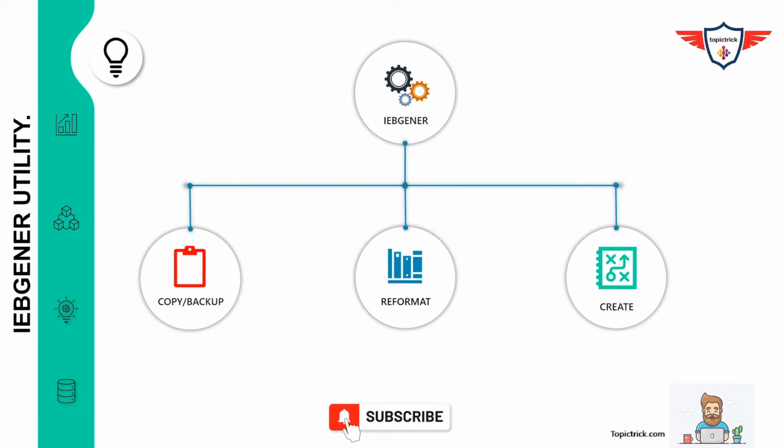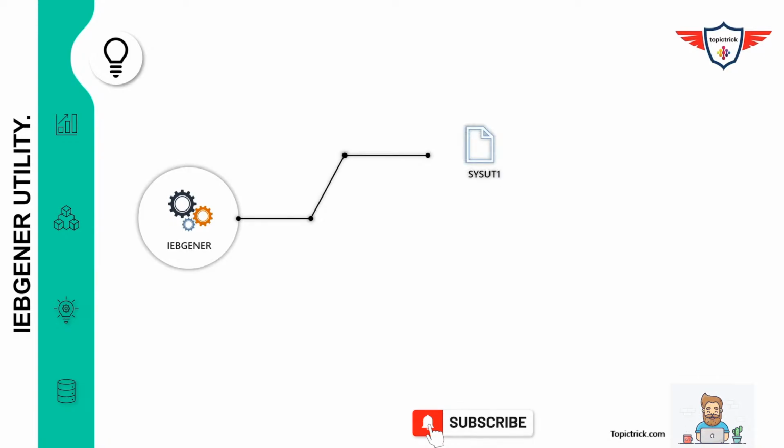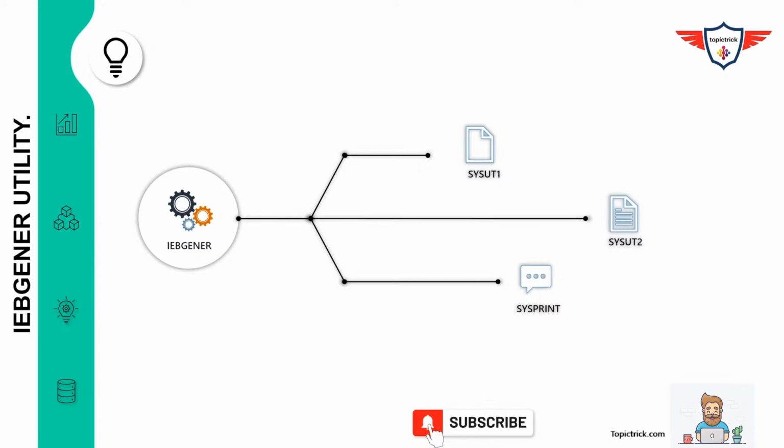Now let's try to understand what the different DD statements required by an IEBGENER utility are. There are four different DD statements required by IEBGENER. The first one is SYSUT1, and it is used to specify the input file. The second DD statement is SYSUT2, and it is used to specify the output file.